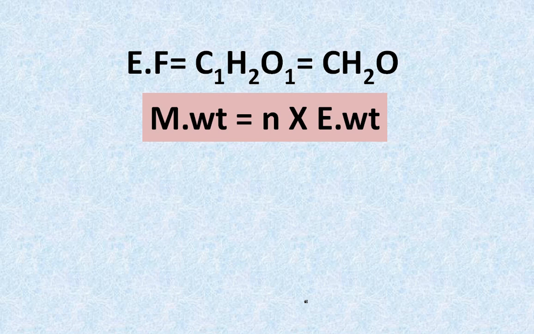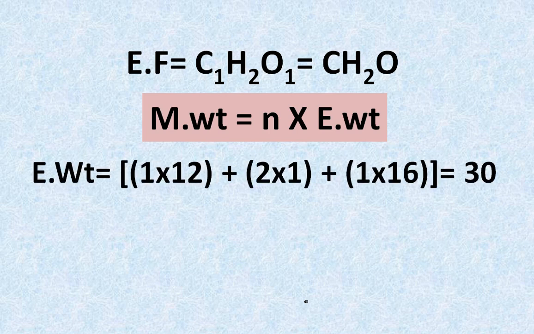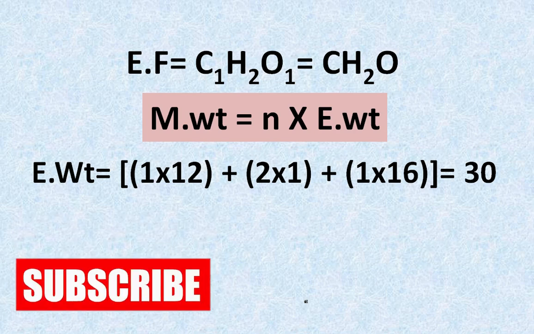Now, in order to obtain the molecular formula, we're going to use a formula: molecular weight is n times empirical weight. We have got the empirical formula; we're just going to find its weight. There is 1 C, mass of C is 12, so 1 into 12. There are 2 hydrogen atoms, atomic weight of hydrogen is 1, so 2 into 1. There is 1 oxygen, atomic weight of oxygen is 16, so 1 into 16. Sum them up and we get 30. That is our empirical weight.